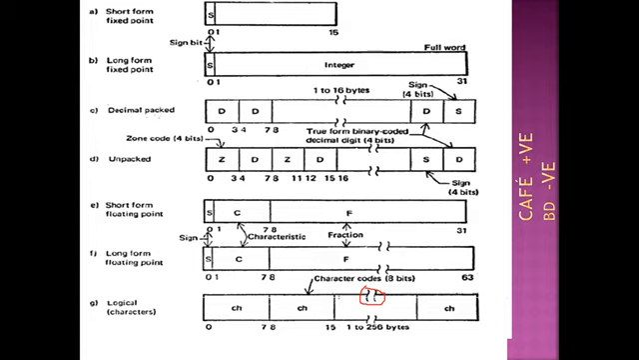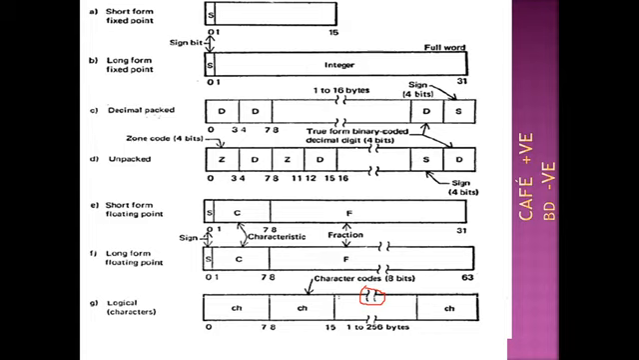So far we have covered 5 data types: short form fixed point, long form fixed point, short form floating point, long form floating point, and characters. Done? Yes. So last we will keep this packed numbers, packed and unpacked. So what do you mean by packed decimal number?